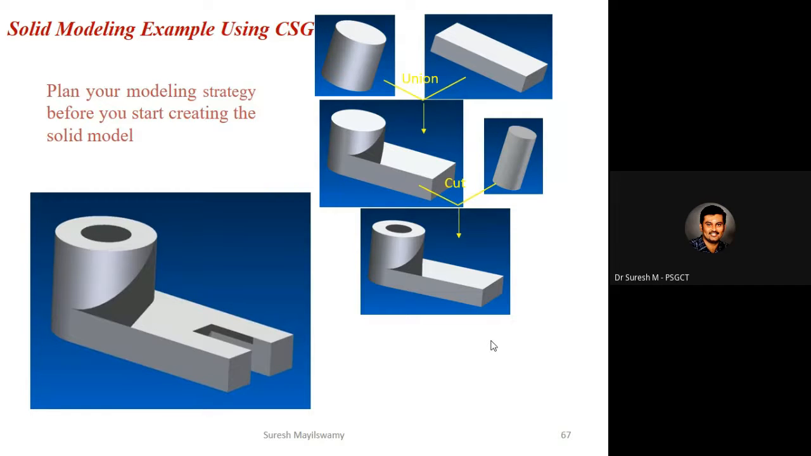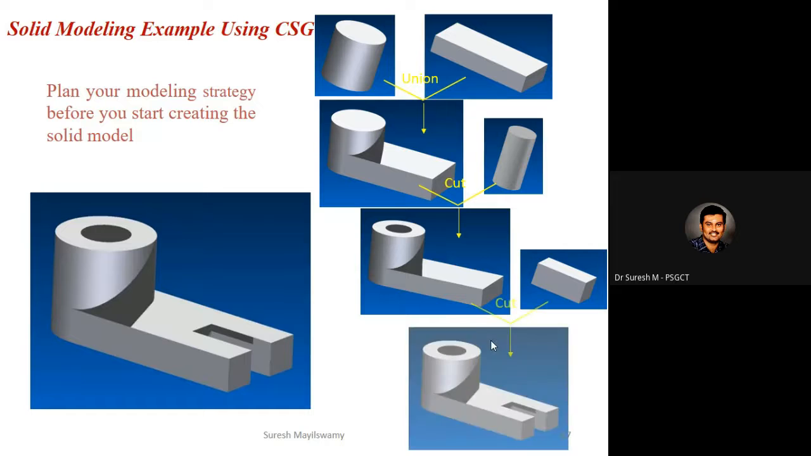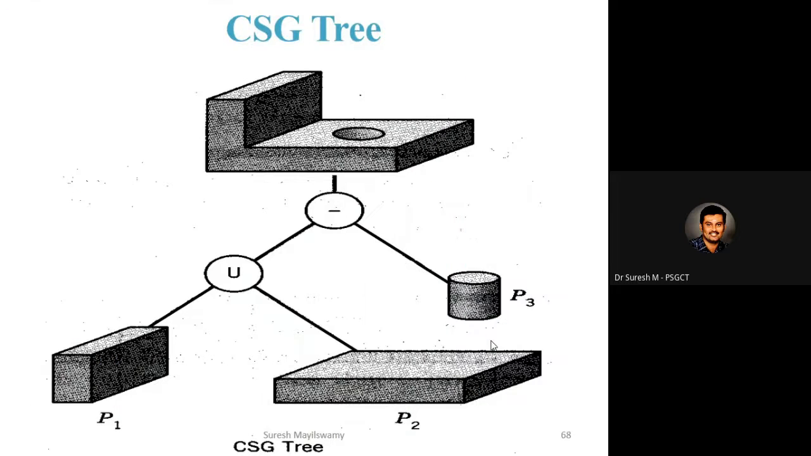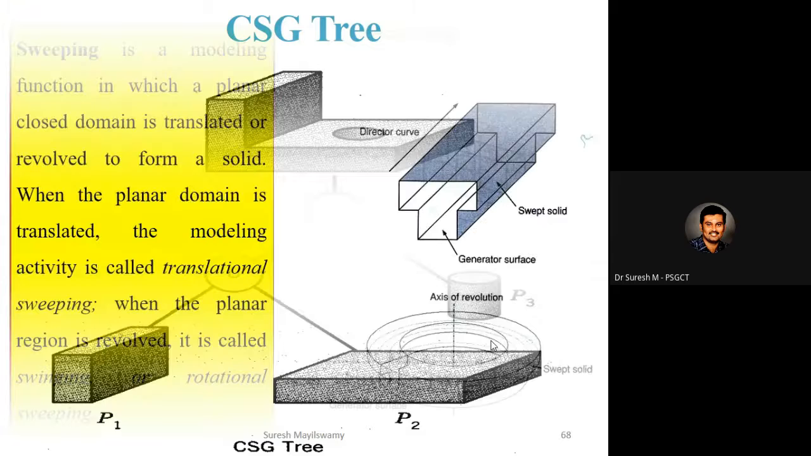In the same way, I need to produce a slot in the front face, so I will introduce another solid. So I'm going to subtract this from A union B minus C. So this is also a cut operation. So this combination is called as A union B minus C minus D. Like this, we can develop a constructive solid geometry tree.